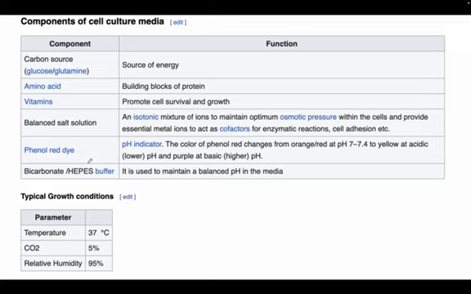Phenol red dye is used as a pH indicator. We'll discuss it a little bit later. And we also need a buffer, right? So it should stay in the pH range which we want. Typical growth conditions: if we are growing human cells, they should grow best at human body temperature, 37 degrees Celsius. And most cell lines will require us to maintain 5% CO2 for their growth. We'll discuss what role the CO2 is playing.